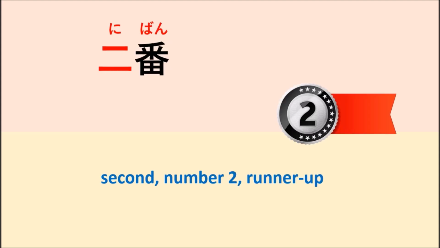Niban means second or number 2, or runner-up. But in here, niban means the second or number 2. For example, in a competition, you can say niban. Niban no hito means the second person. Ichiban no hito means the first person. So in here, they say niban means the second. You can say niban no hito means the second person. For number 2, you can say niban.